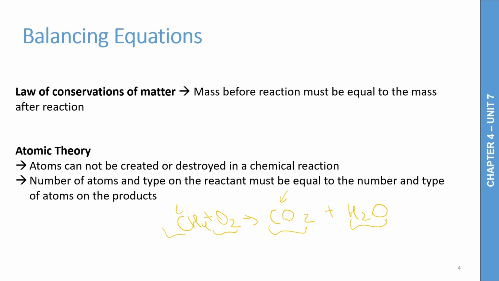And the mass before the reaction must be equal to the mass after the reaction. If I have 80 grams in total over here, CH4 plus O2, on this side I'm going to have 80 grams as well. It doesn't matter if I have 36 grams of water and 44 grams of CO2; in total I need to have 80 grams because I started with 80 grams.